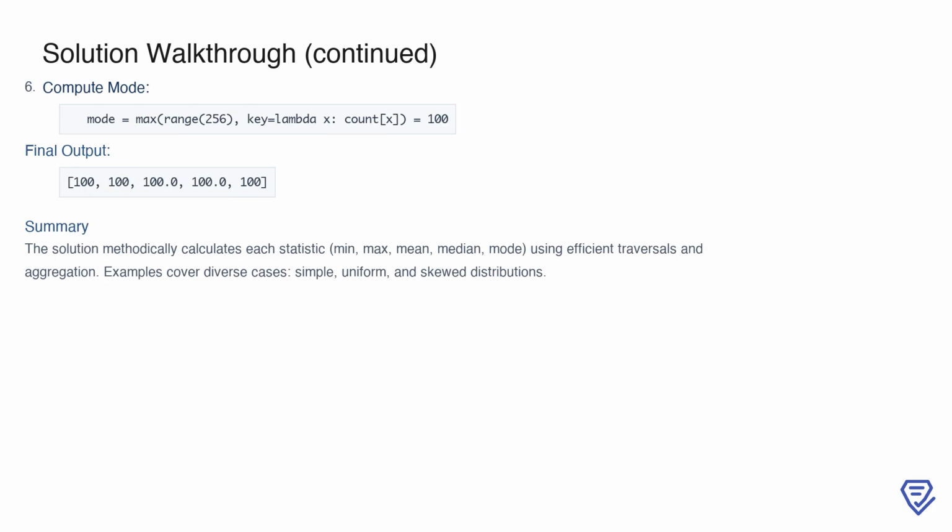Finally, the mode is determined as the index with the highest count. Here, index 100 has a count of 10, making it the mode. The final output for this example is 100, 100, 100.0, 100.0, 100. This demonstrates how the solution handles skewed distributions effectively. Overall, this approach systematically calculates each statistic, minimum, maximum, mean, median, and mode, through efficient traversals and aggregation. The examples showcase its versatility across simple, uniform, and highly skewed distributions, ensuring robust performance across various input scenarios.